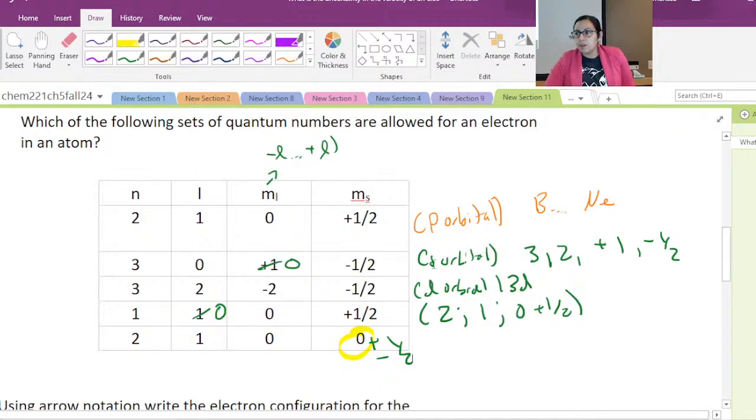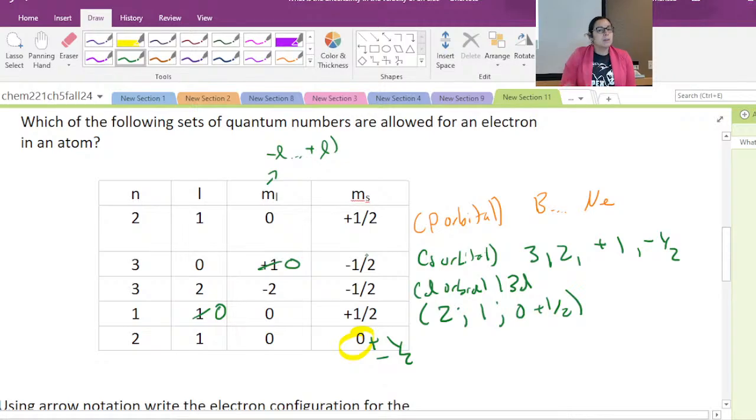Other questions on this one? Feel okay? What defines the range of M sub L? So M sub L goes from negative L to positive L, with integers including 0.